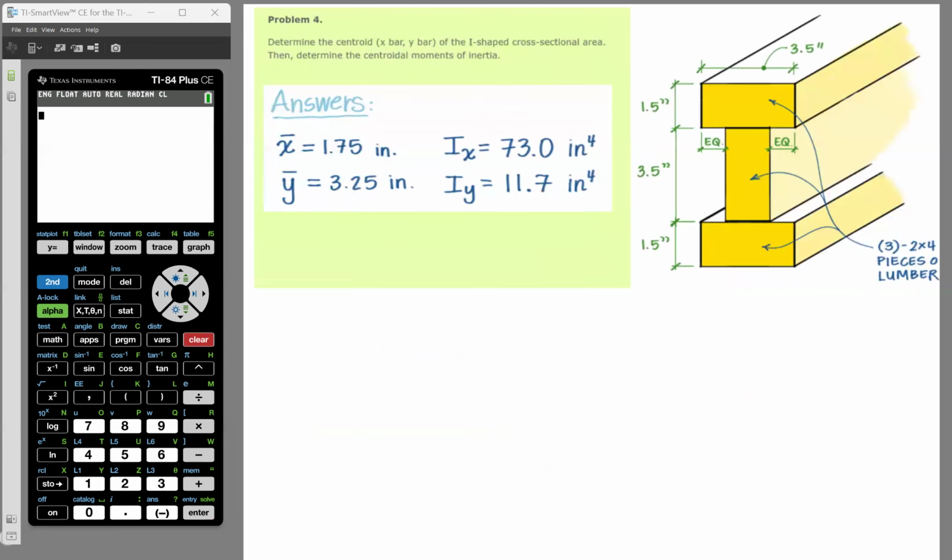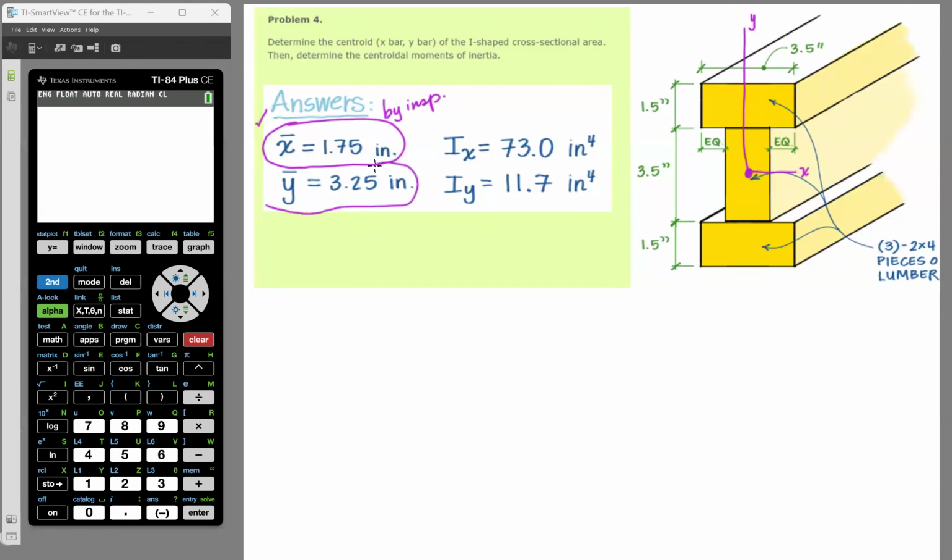Problem 4. Determine the centroid of the eye-shaped cross-sectional area, then determine the centroidal moments of inertia. All right, I see 2 lines of symmetry. So I don't need to waste time with my X bar and Y bar calculations. I know that by inspection, X bar is half of 3.5. So I can go immediately to that answer.